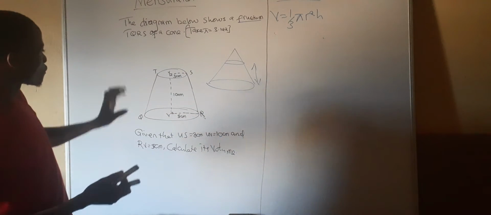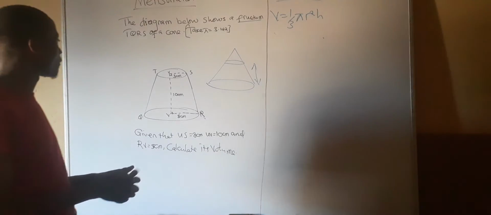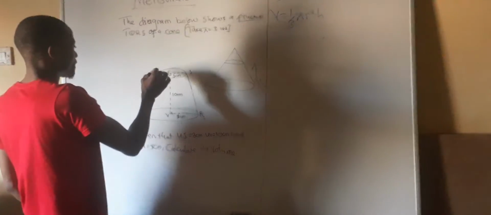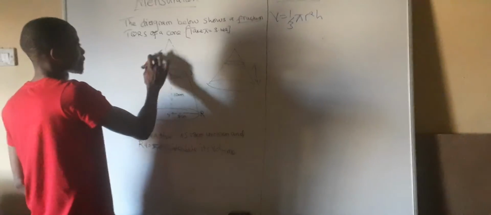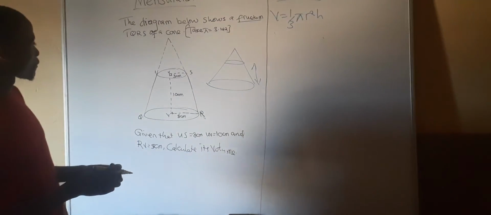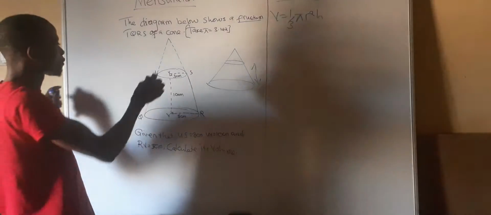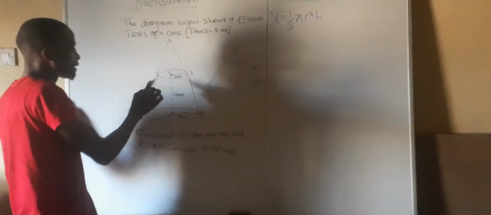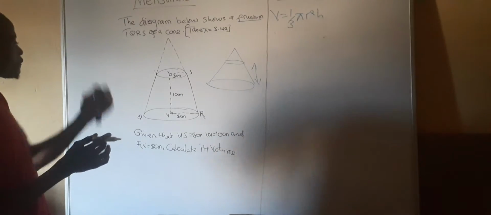So for you to calculate the volume of the frustum, you need to imagine as if we still have the top part of the cone. So what to do is, you're first going to find the volume of the bigger cone which has been formed, then minus the volume of the smaller cone which has been cut off.